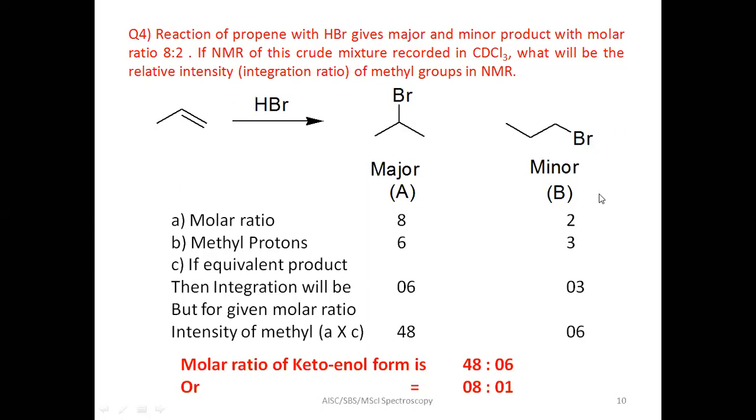Okay, that product is formed in 2 moles. So the number of protons in this is only 3. So 3 into 2, it becomes 6 hydrogens. At that molar ratio, this first shows 48 methyl hydrogens, and this is showing 6 methyl hydrogens. Therefore, by simplifying 48 to 6, it becomes 8 to 1. So the intensity of methyl is 8 to 1.